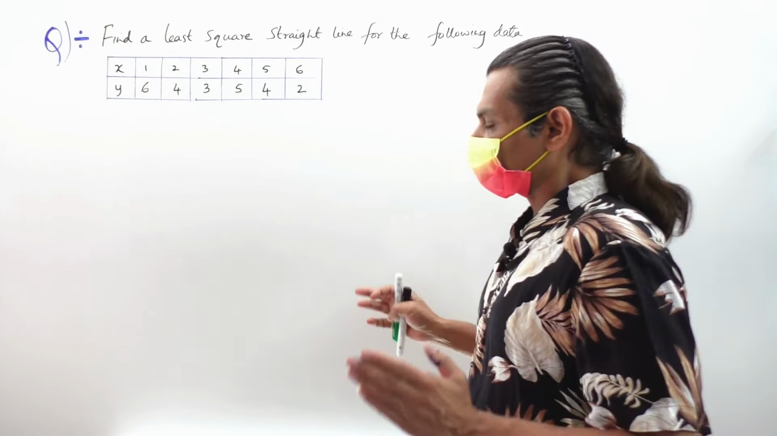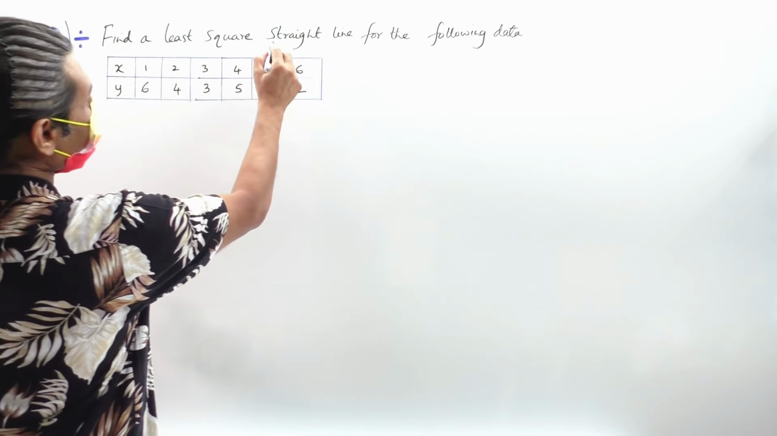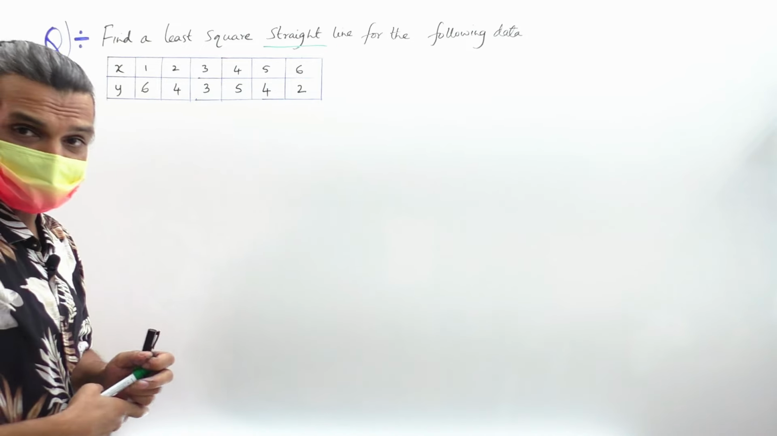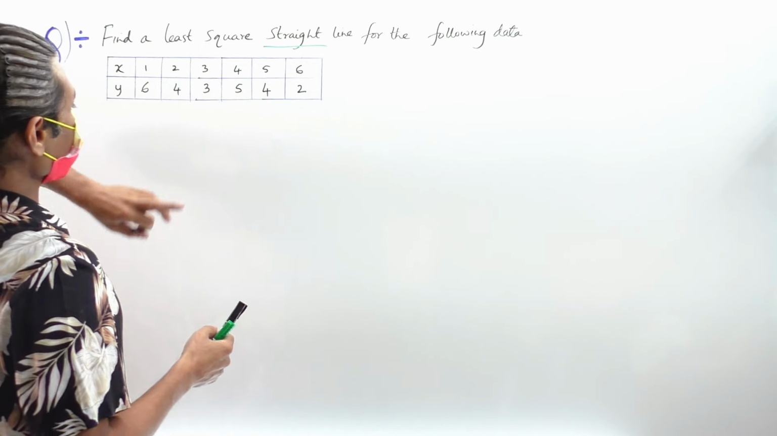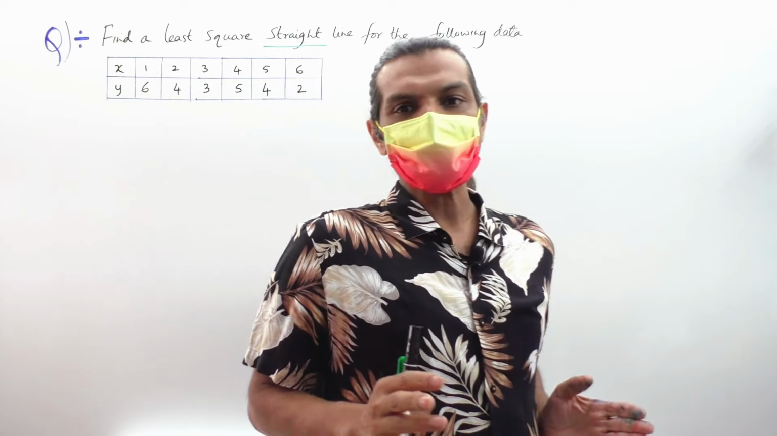So watch carefully. We are having the problem here. Find the least square straight line for the following data. See, we have all the values of x and y. x is 1, 2, 3, 4, 5, 6 and y is 6, 4, 3, 5, 4, 2. A very simple question. Let's see how we solve it.